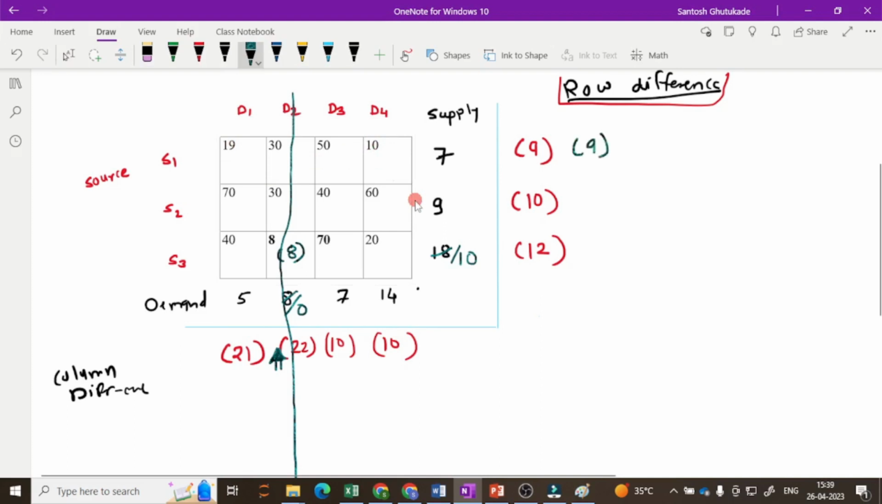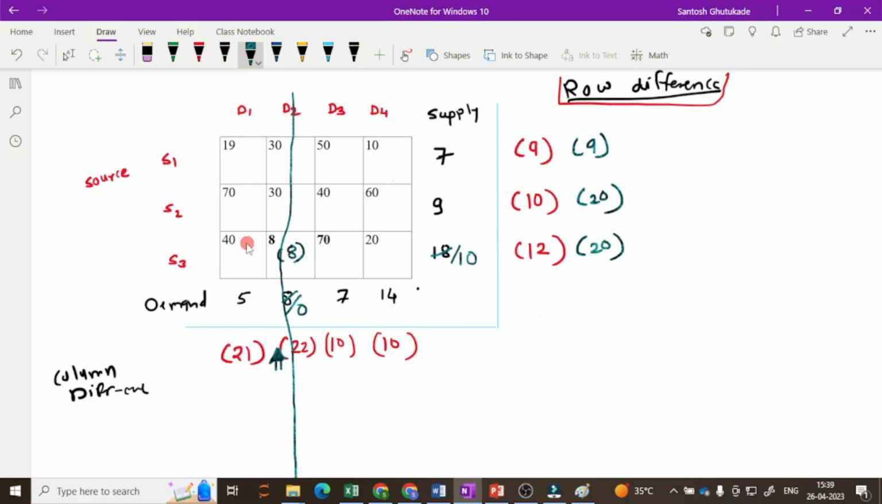Again, now this is the second penalty, it is 9. Now next is 40, 60 and 70. So 40 is the minimum and then 60 is the next minimum. So 20 is the penalty here. And in the third row, 20, 70, 40. So 20 is the minimum and 40 is the next minimum. So again here 20 is a penalty. So that is 9, 20, 20. These are the row differences, also called the row penalty.